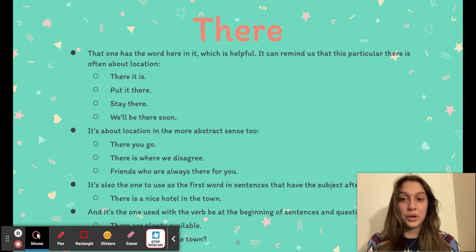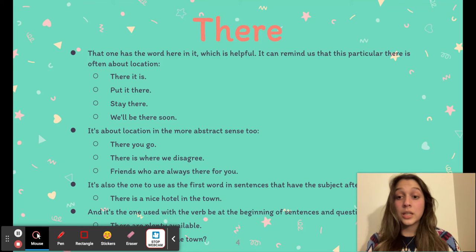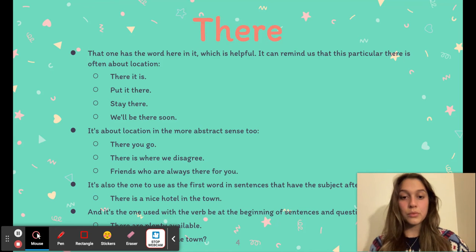So there is the word with here in it, which is actually very helpful. It can remind us that this particular there is often about location. So we can use it like this: there it is. Put it there. Stay there. We'll be there soon. And it can be about location in the more abstract sense as well. So there you go. There is where we disagree. Friends who are always there for you.